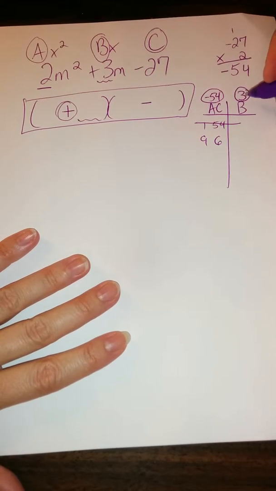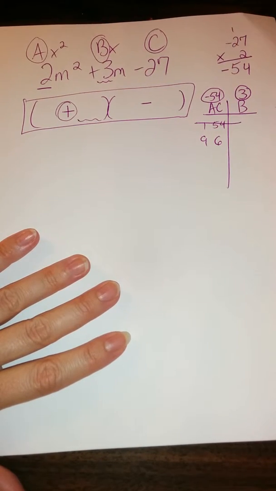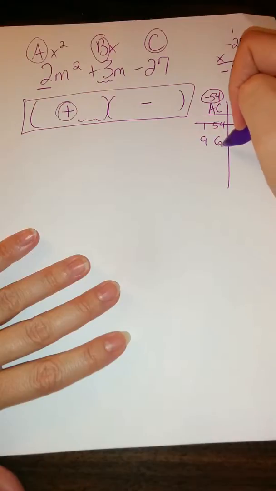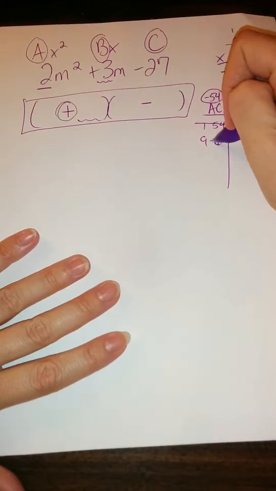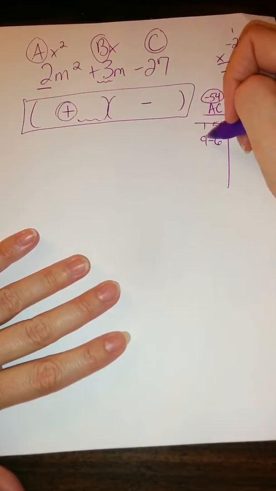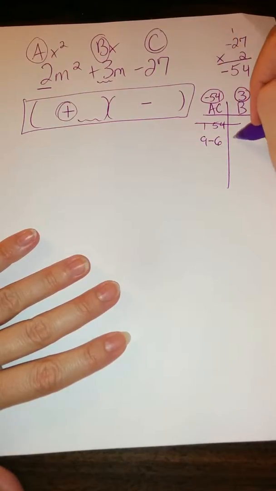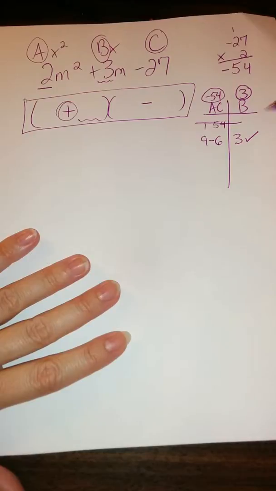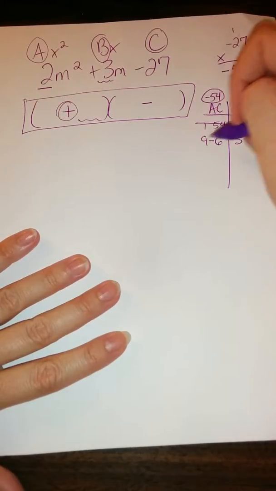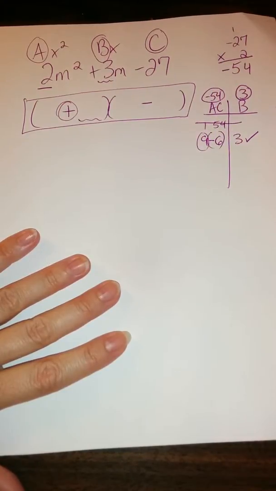Absolutely. And wait a minute, that's a negative 54. So I need, as I'm adding these guys, how about if my 6 were negative? Let's check that one. 9 times a negative 6 is a negative 54. 9 plus negative 6 is a positive 3. Perfect, that's it. So 9 and negative 6 are our two middle terms there.